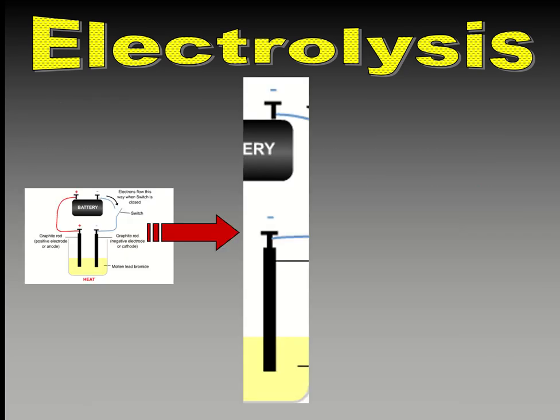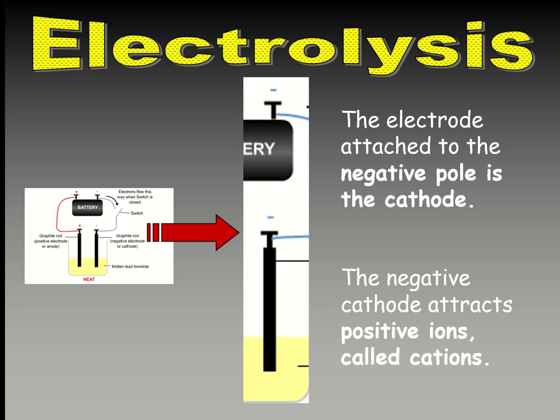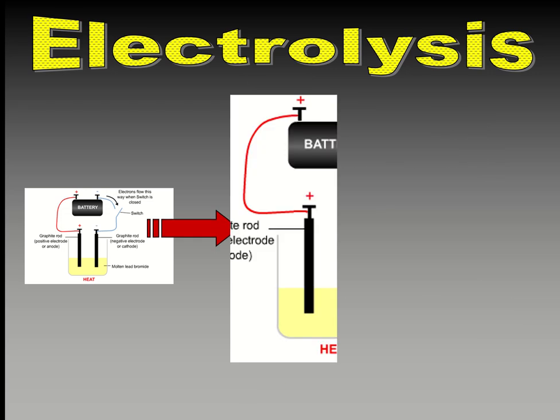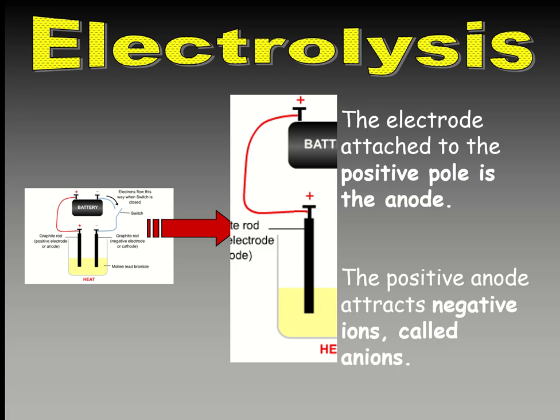Let's look in a little bit more detail at the negative electrode. Hopefully you can remember the negative electrode is called the cathode, and it attracts cations. So remember that cations are attracted to the cathode, and the positive electrode, which is of course the anode, attracts anions.